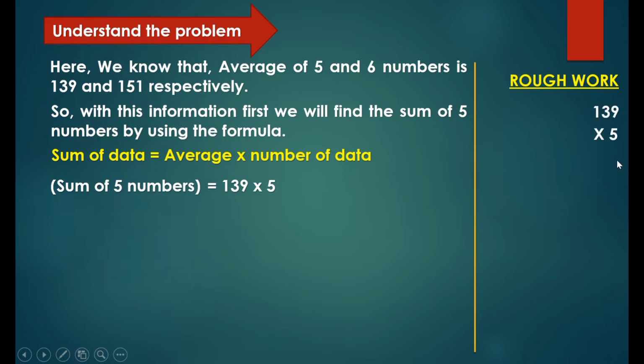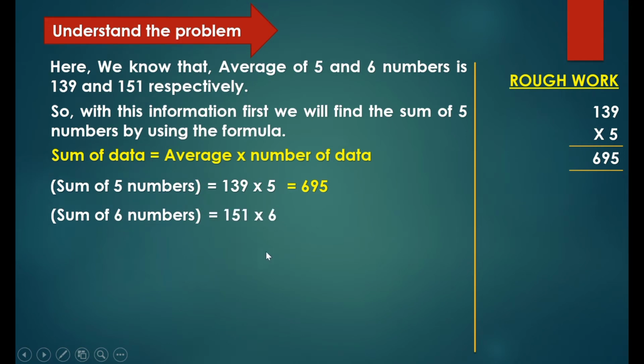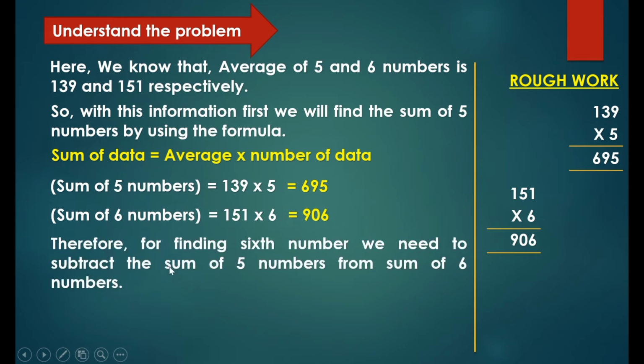So when you are multiplying, you need to show the work in the rough work side, that is 695. So you are getting 695. What? Sum of 5 numbers. After finding this, now you need to find the sum of 6 numbers, that is 151 multiplied by 6. So again show the working in the rough work. So you will get, after multiplying, 906. So the sum of 6 numbers is 906.